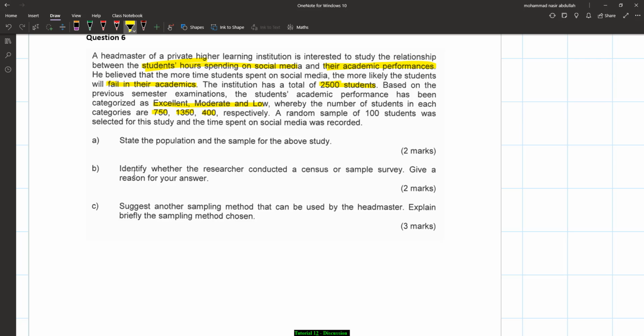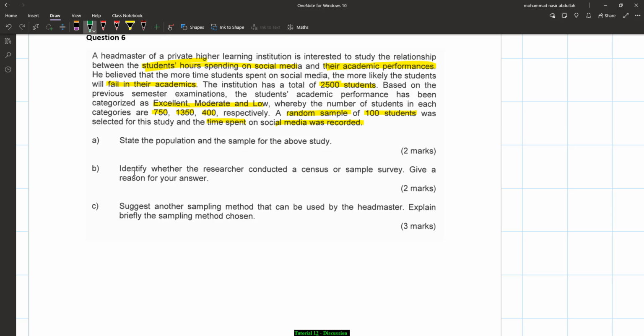So the total is going to be 2,500. A random sample of 100 students was selected for this study, and the time spent on social media was recorded. So A, state the population and sample for the above study.